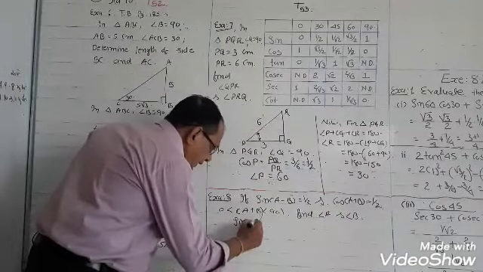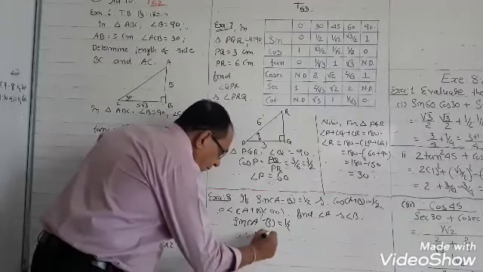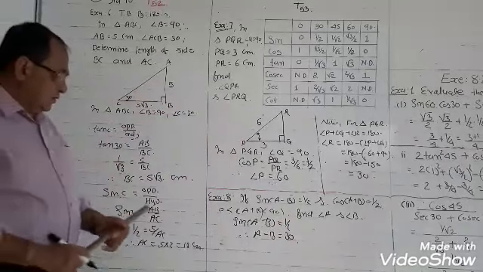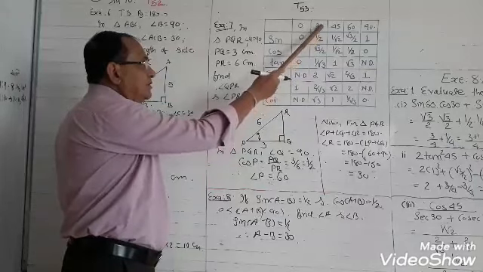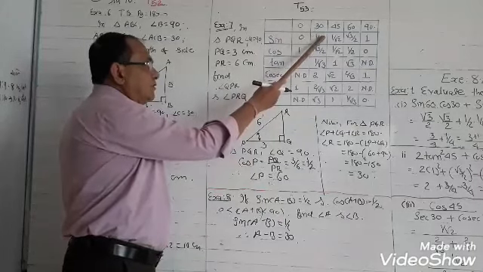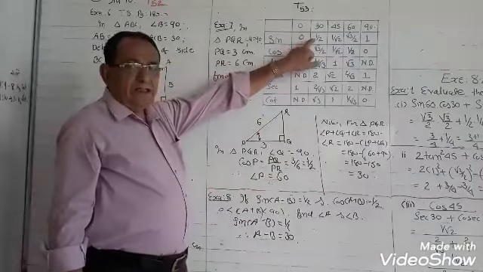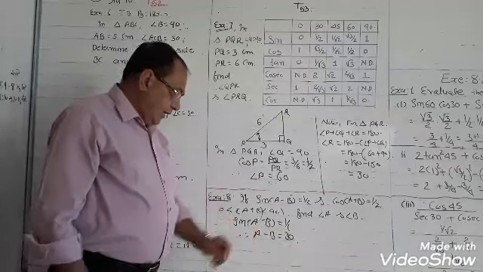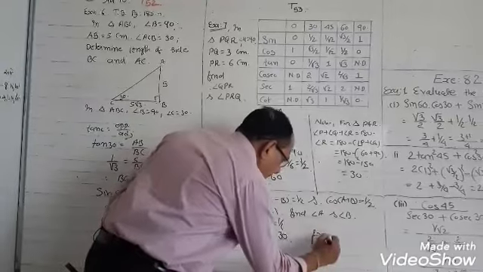Sin(A minus B) is equal to 1 upon 2. Therefore, A minus B is equal to 30. How? See here, sin 30 is equal to 1 upon 2. Therefore, 1 upon 2, what is the value of theta? 30. So I have written 30. Similarly, from the table you can write here.